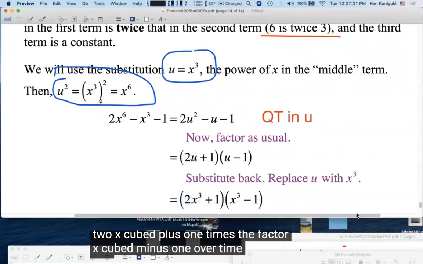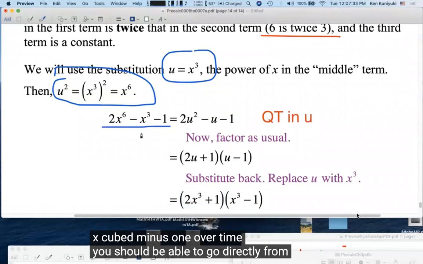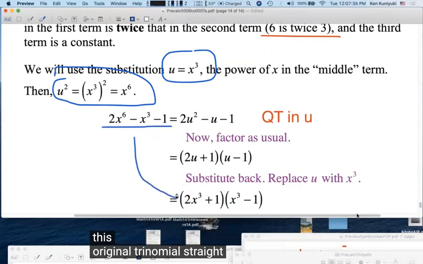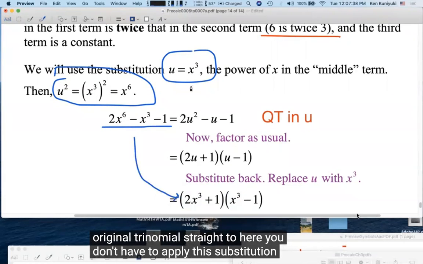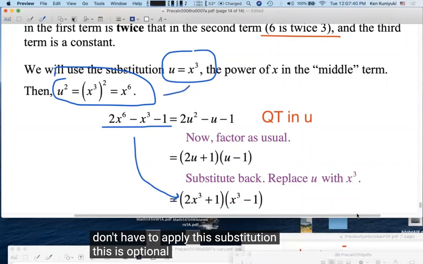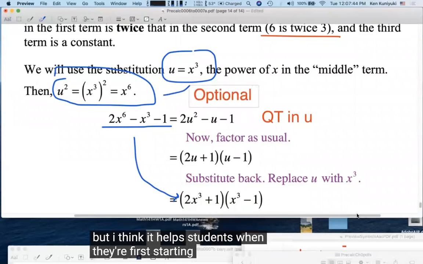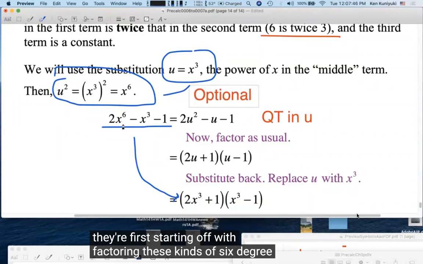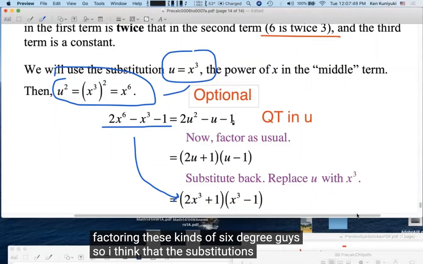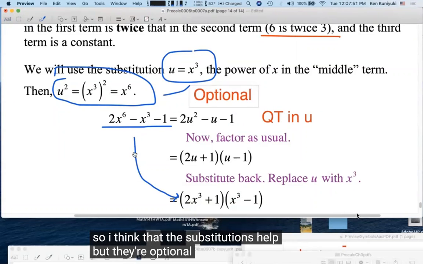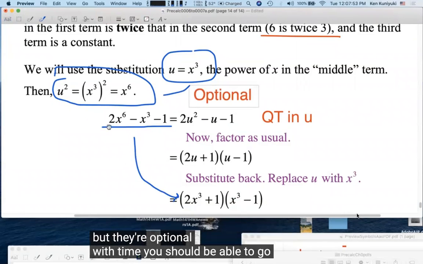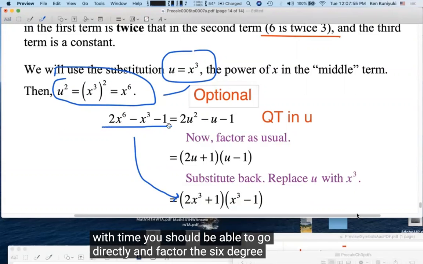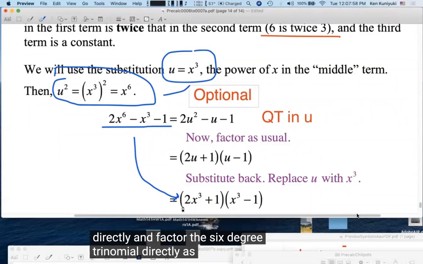Over time, you should be able to go directly from this original trinomial straight to here. You don't have to apply this substitution. This is optional. But I think it helps students when they're first starting off with factoring these kinds of 6-degree guys. So I think these substitutions help, but they're optional. With time, you should be able to factor the 6-degree trinomial directly as this cubic, 3rd-degree factor times this cubic, 3rd-degree factor.